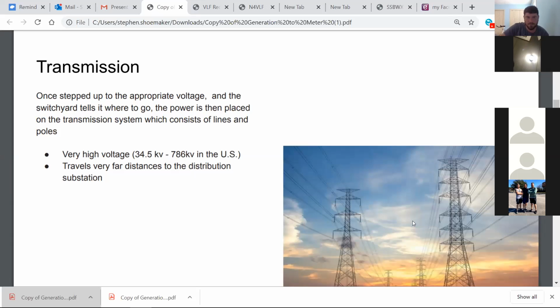Transmission: once stepped up to the appropriate voltage, the switchyard tells it where to go. The power is then placed on the transmission system, which consists of lines and poles at very high voltage, 34.5 kV to 786 kV in the US, and travels very far distances to the distribution substation.